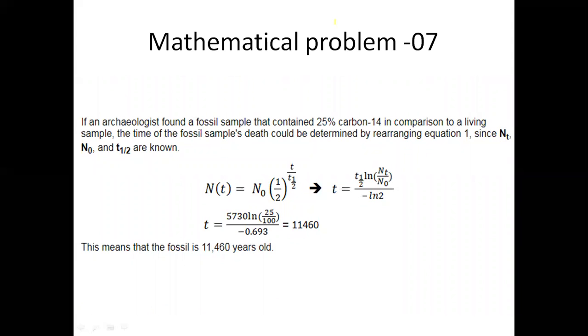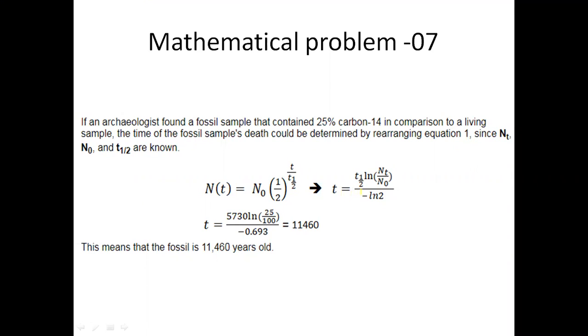We have another problem. First, observe this problem. If an oncologist found a fossil sample that contains 25% carbon-14 in comparison to a living sample, the time of the fossil sample's death could be determined by rearranging equation 1. Here, since N and N naught half are known, we have the equation N is equal to N naught half to the power t over t half, and we know the equation.